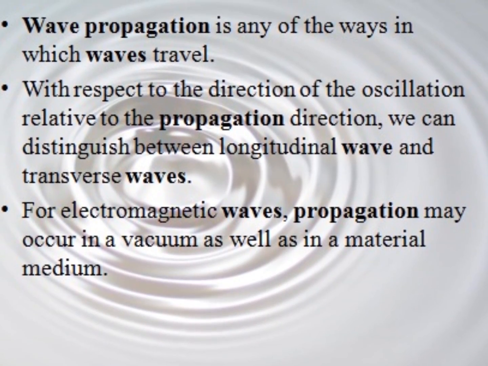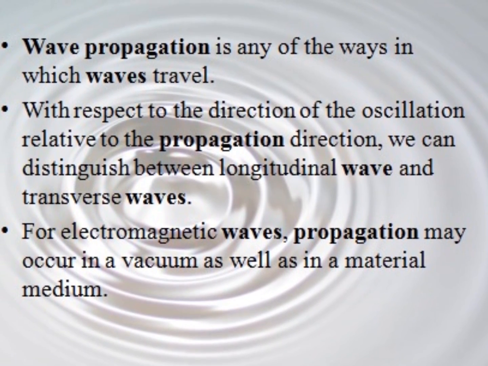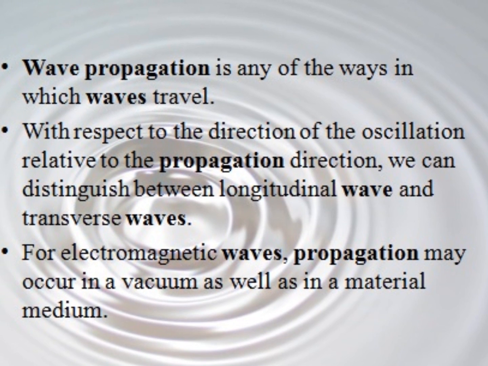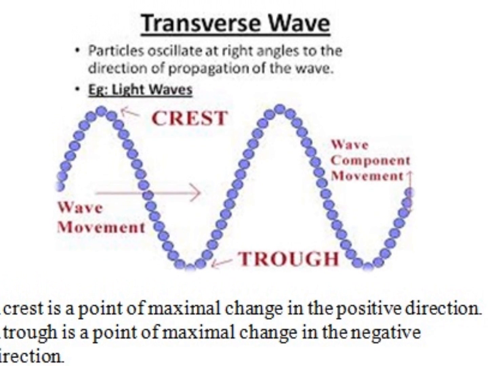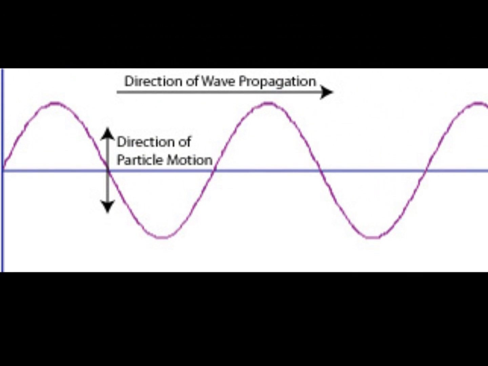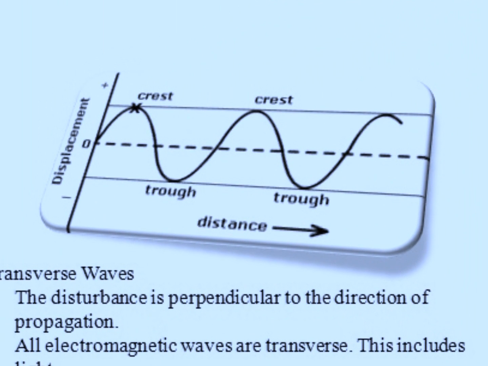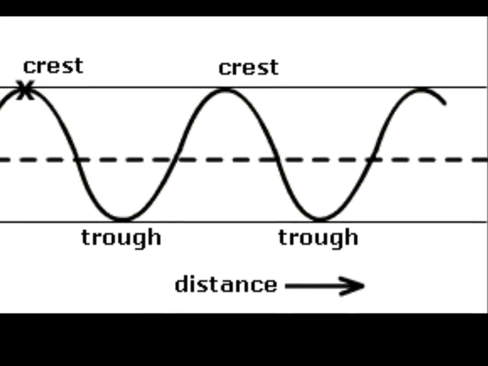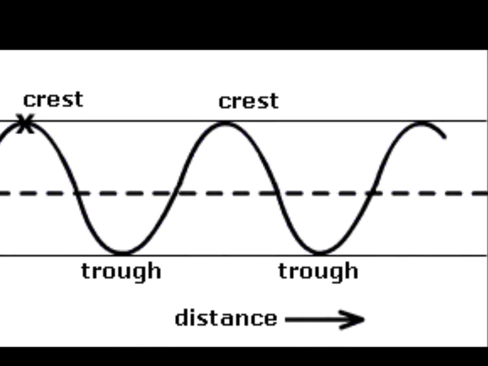Wave propagation is any of the ways in which waves travel. With respect to the direction of oscillation relative to the direction of propagation, we can actually distinguish between transverse and longitudinal wave. Basically, transverse waves are waves whose particles oscillate at right angles to the direction of propagation of the wave. Transverse wave consists mainly of crests and troughs. The crests are the high points on the transverse wave. The troughs are the low points on the transverse wave.